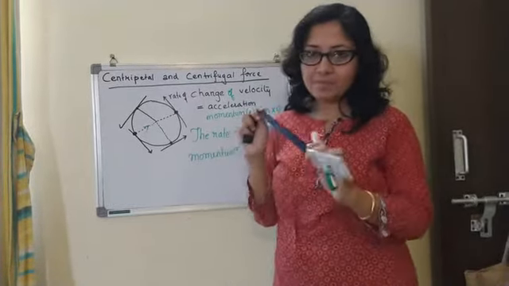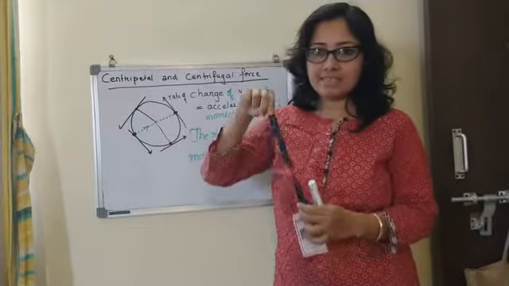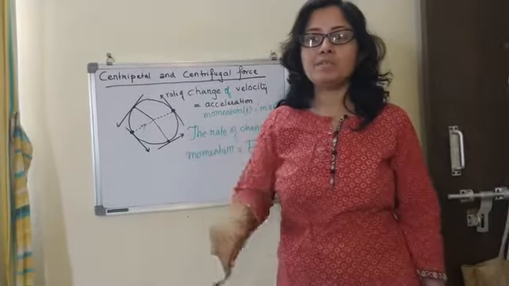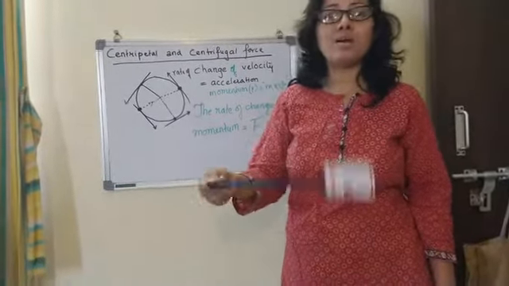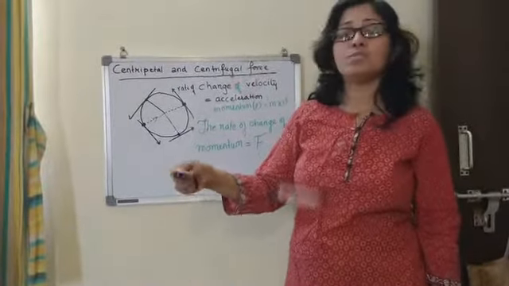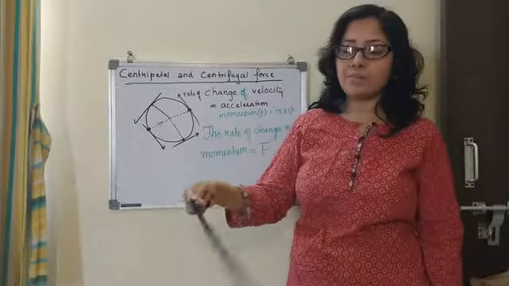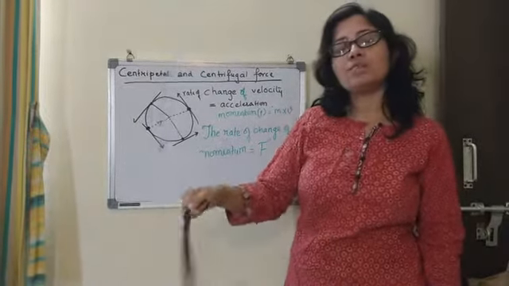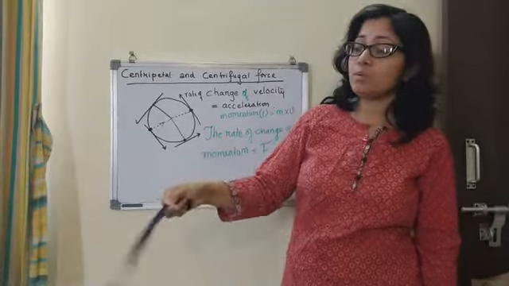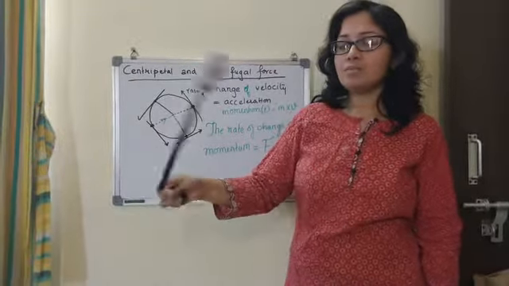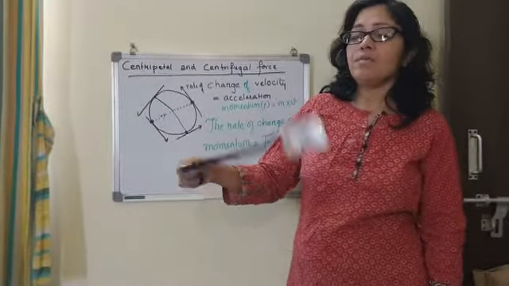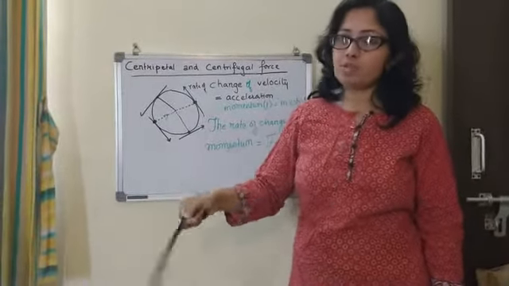Like for example, with this ID card and with this belt, what do I do sometimes? I keep on whirling it round and round and round. What do I see? It is moving in a circular motion. Okay, and is it moving with uniform speed? That is equal distance in equal interval of time? Yes, it is moving with uniform speed and in circular motion.